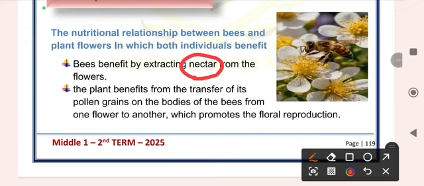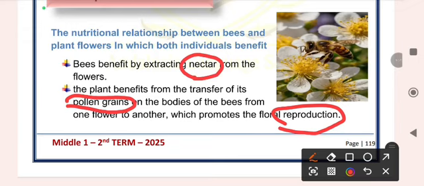Why does the plant benefit from the bee? By the transferring of pollen grains. Pollen grains are grains used by flowers to reproduce, to make new individuals. Flowers need to transfer these pollen grains to another flower of the same type. So the bee helps the flower to take this pollen grain to another flower. So the flower benefits and the bee benefits.